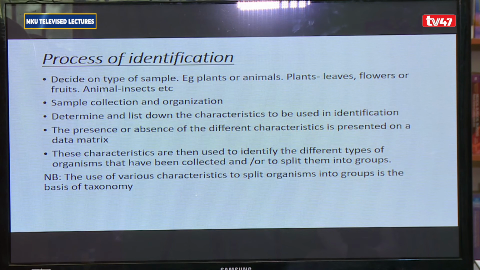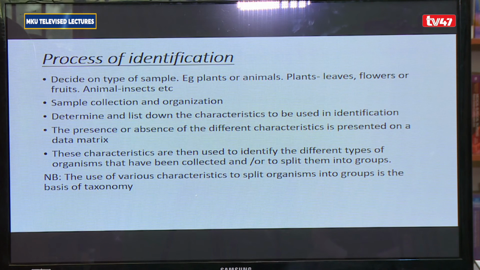Before you can go collect the samples you want to identify, before you leave, you must, number one, decide what kind of samples you want to collect. So step number one is deciding on the type of sample. Do you want to go and collect an animal sample or a sample of plants or fungi or algae or bacteria? Once you decide on the type of sample, that is important because it determines the kind of equipment that you carry with you to the field.